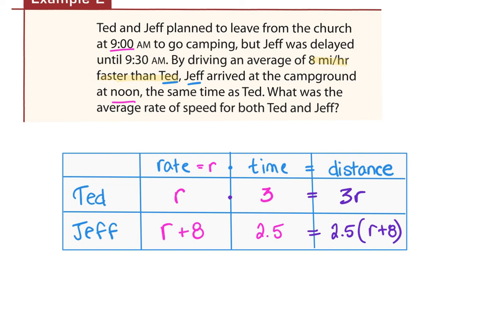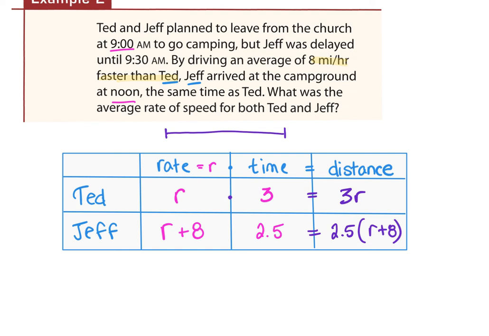Now, what do I know about their distances? Well, they both left church. They both went to the same campground. It doesn't matter how long it took them. What do I know about their distances? They are the same. And our rule says that if anything's the same, you can just set it equal to each other, right? That's substitution. If this equals this, I can just say it's equal, and I can actually write it out that way.